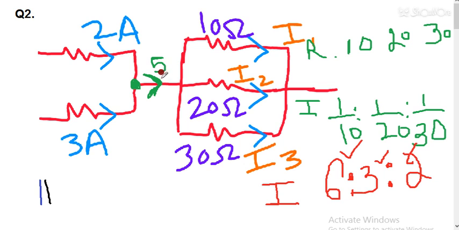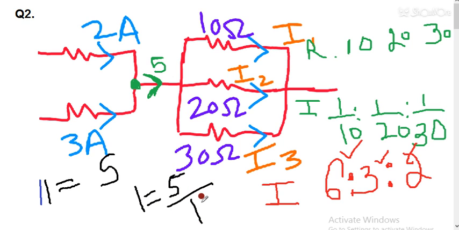When I was verifying the current, then there was a problem. So 11 parts are equal to 5, so one part is equal to 5 by 11. So sorry for that. So 5 by 11 will be here. 6 parts are flowing through this first resistance, that means I1 is equal to 5 into 6, that is 30 by 11. So 30 by 11 will be here. Okay, so sorry for that.